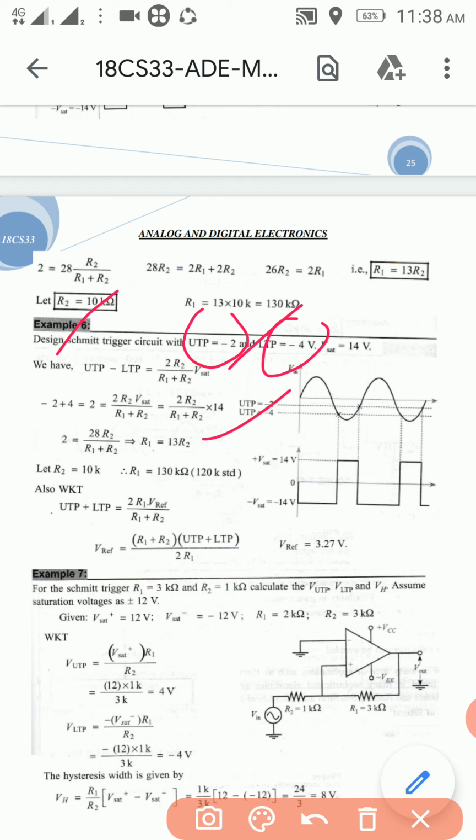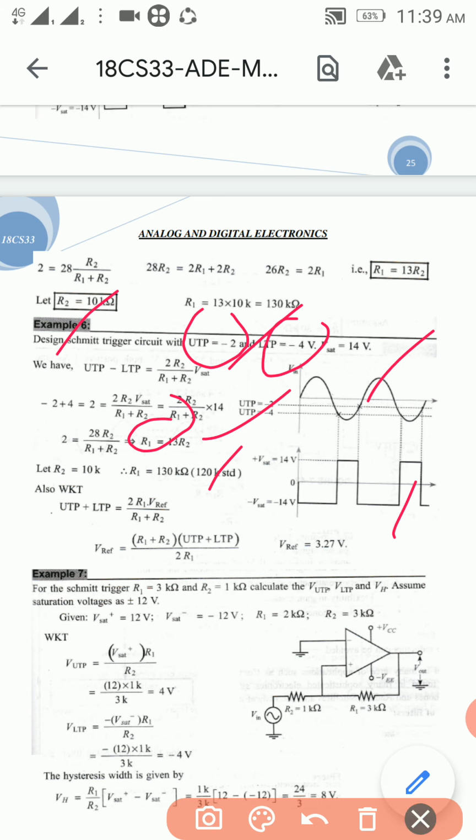Finally what we will get is R1 is equal to 13 times R2. We don't know both the resistor values, so one of the resistor values you have to choose, and whatever value you get, that is the other resistance value. This is the designed Schmitt trigger: the signal should be on the input side in a sinusoidal waveform. UTP and LTP are negative, so I am showing them in the negative direction, and the output should be rectangular pulses. This is about the problem.